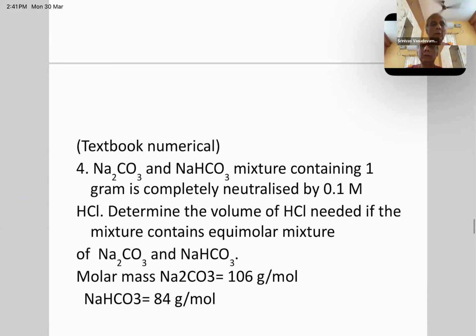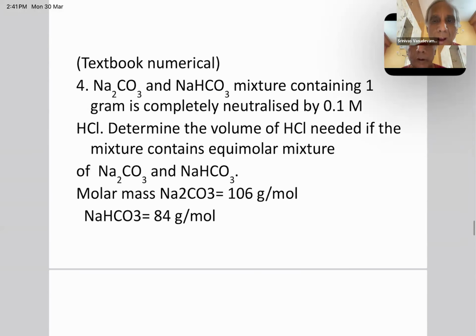Right. Now, one textbook numerical. A sodium carbonate and sodium bicarbonate mixture containing 1 gram is completely neutralized by 0.1 molar HCl. Determine the volume of HCl needed if the mixture contains an equimolar mixture of sodium carbonate and sodium bicarbonate. Molecular mass of sodium carbonate is 106 gram per mole, sodium bicarbonate 84 gram per mole.